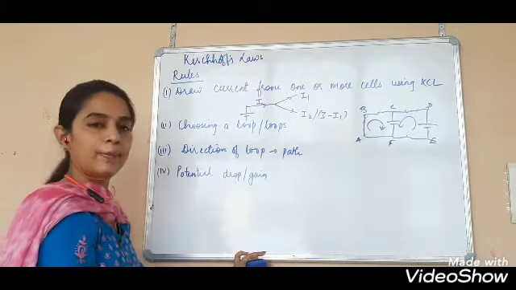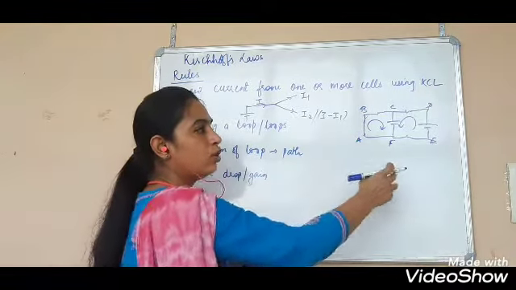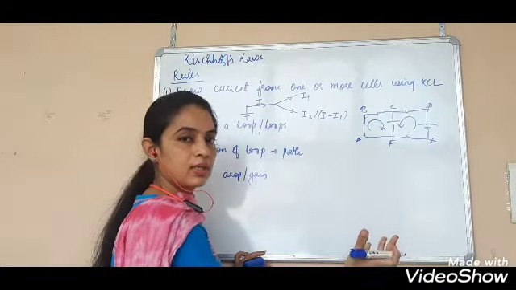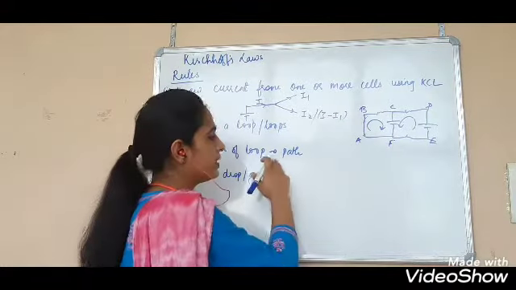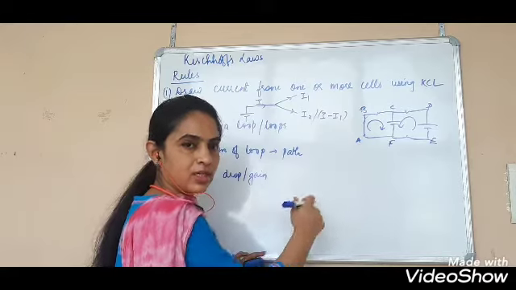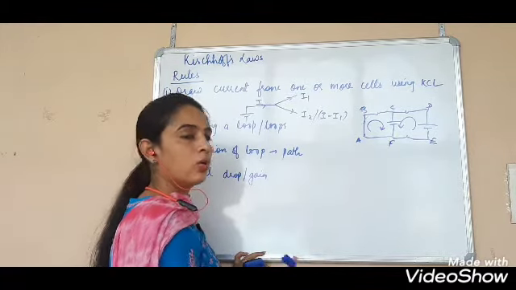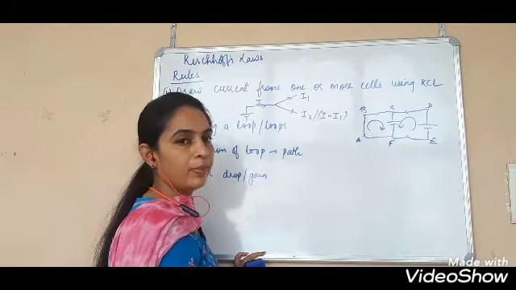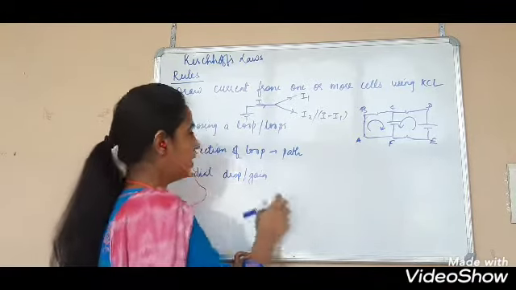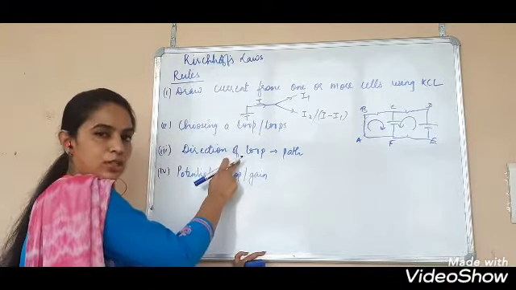You can take any path, and if there are two loops or three loops in a circuit, in all the loops you can select one direction. All of the paths can be clockwise, all can be anti-clockwise, or one can be clockwise and one anti-clockwise, it doesn't matter. Okay, so the third point is the direction of the loop.